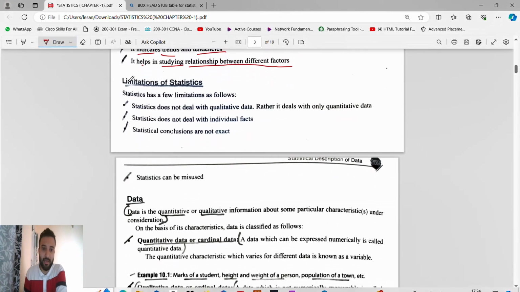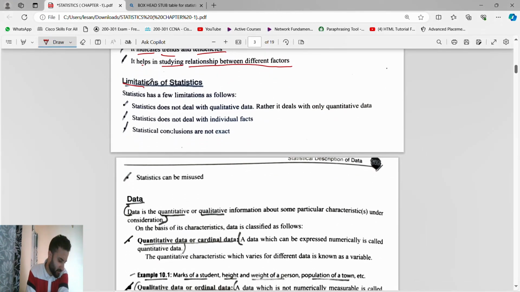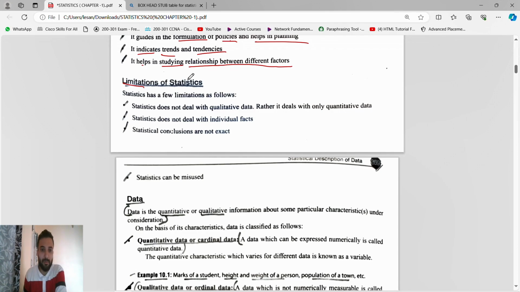Then limits, guys, everything has limitations. So the limitations of statistics: it does not deal with qualitative data. It deals with only quantitative data. Statistics do not deal with individual facts. So statistics will not deal with individual facts, it will deal with all.